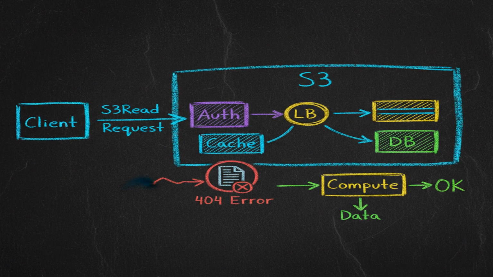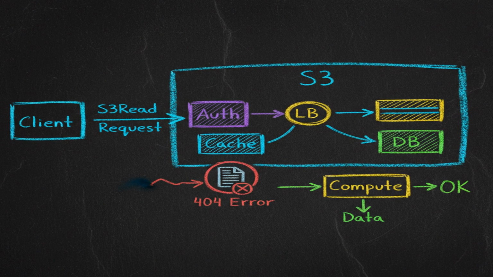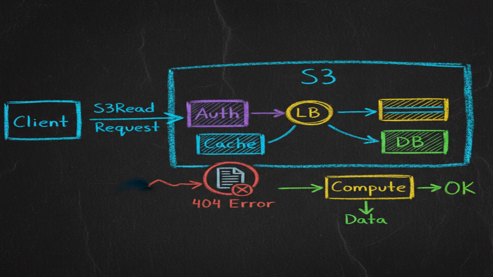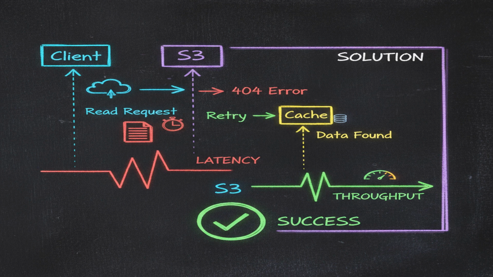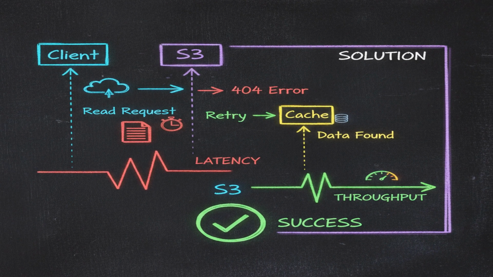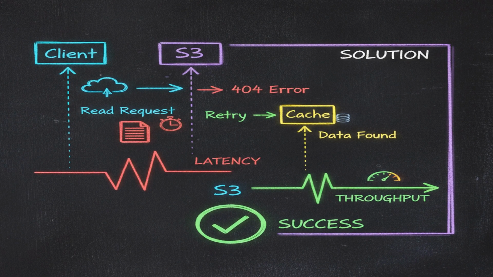Amazon S3, for example, uses eventual consistency for new objects. This means that immediately after creating an object, reading it might return a 404 error. However, after a short period, the object will be available. The trade-off here is speed versus immediate consistency. Eventual consistency allows S3 to scale massively and provide low latency writes.